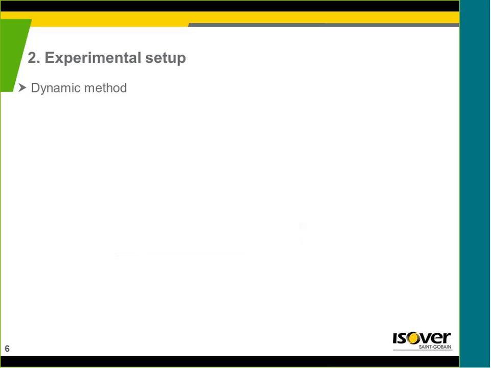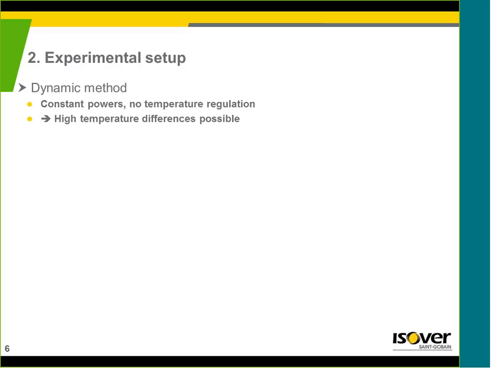This is a dynamic method. This is not like the co-heating test, a static method where you just put all the temperatures at the same values and wait for some time. You heat everything and you measure every temperature at the same time. The problem is that you will put constant powers in the house and you won't have temperature regulation. So it's possible to have high temperature differences between rooms when you start the heating.